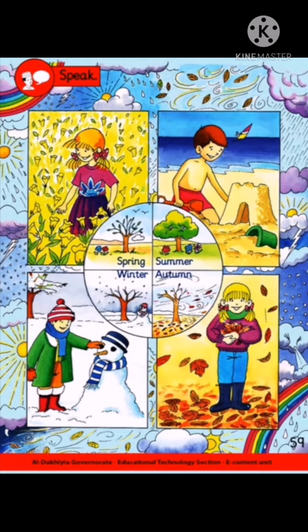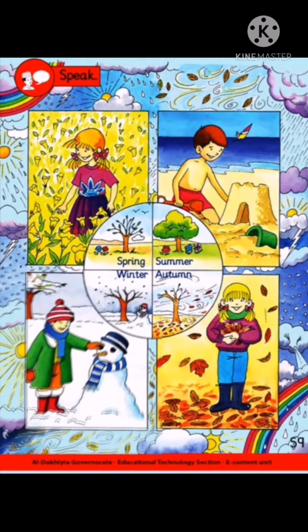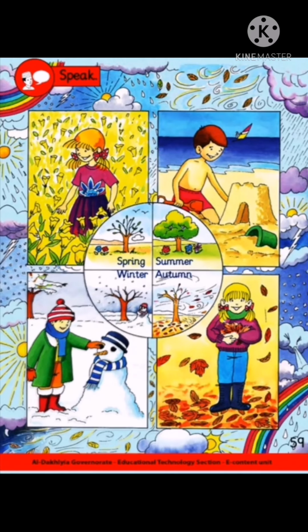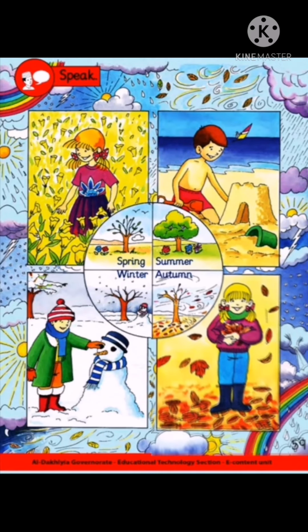Listening 6.5. In winter, it's very cold and windy. Ugh. In spring, it's warm and windy. In summer, it's hot and sunny. In autumn, it's cold and windy.